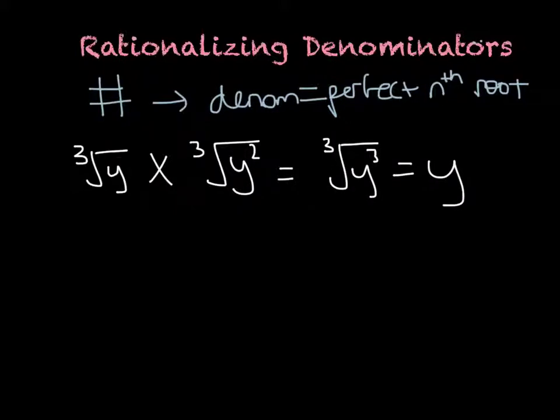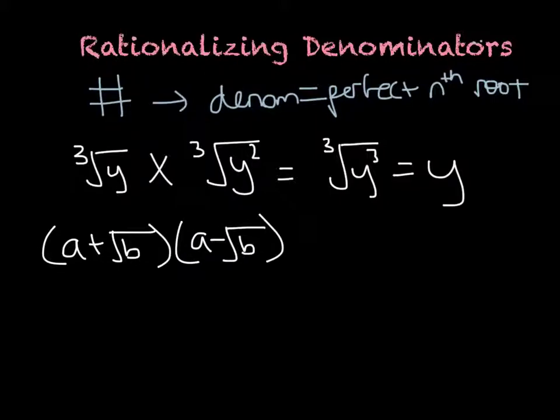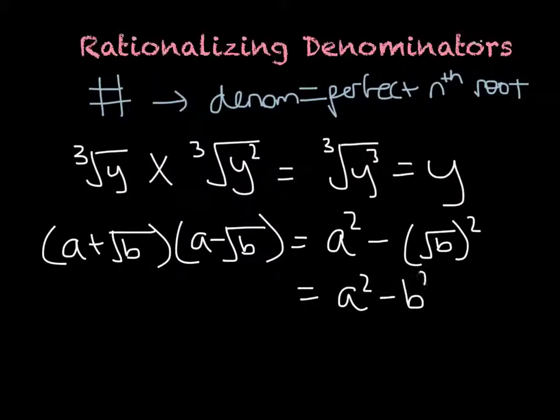If we had something like a plus the square root of b in our denominator, then we would want to multiply it by a minus the square root of b, because this would give us a difference of squares, or a squared minus the square root of b squared, or just a squared minus b. And we see that in both of these cases, there is no longer a radical in the denominator.